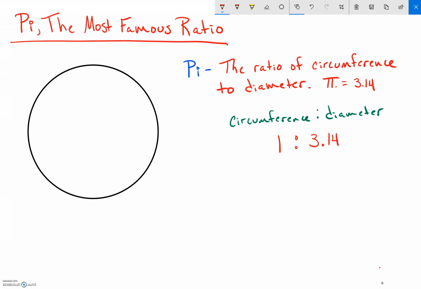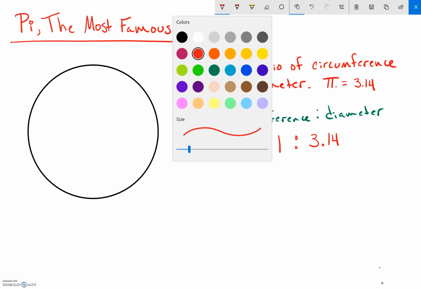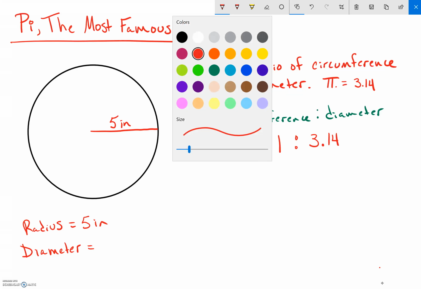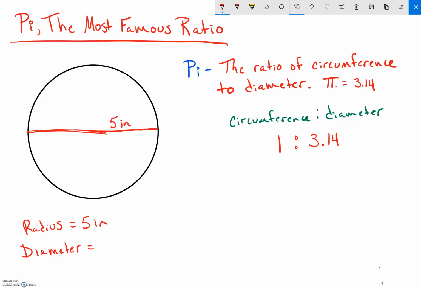So let's take a look at what that actually means on this circle that we've got. I'm going to draw a radius, and I'm going to say that that radius is 5 inches. If the radius is 5 inches, what would be the diameter? So look back at your notes. What's the comparison between a radius and a diameter? A radius is halfway across the circle, and a diameter is totally all the way across. So it's twice as long. So if the radius is 5, the diameter is 10.